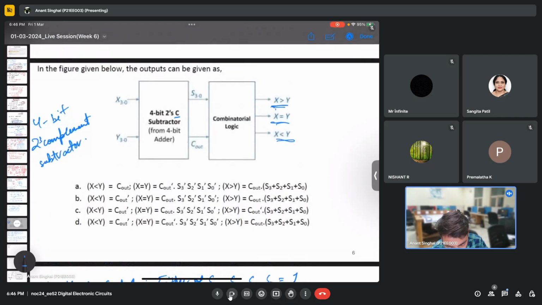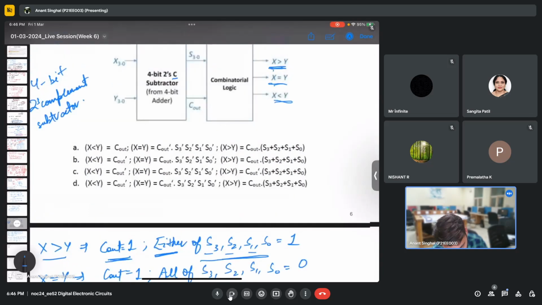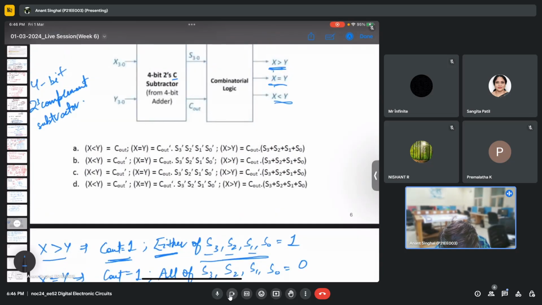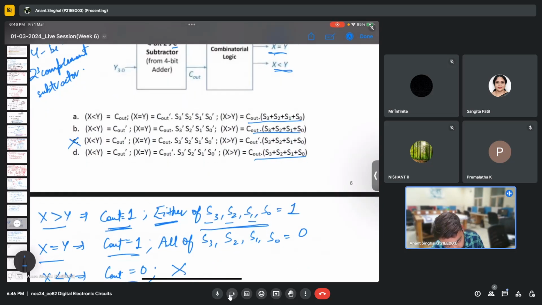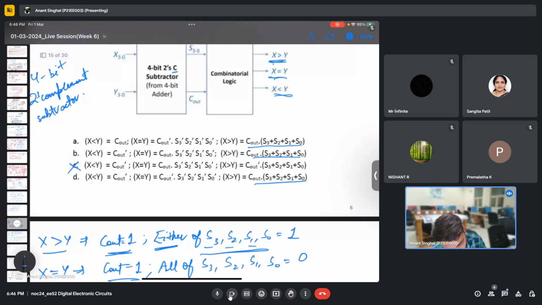So these can be the expressions for the given combinational logic. For x greater than y, we need to have C out times either of them as 1. So you can see, in these three options, option C is eliminated here because it has a C out bar. Then for x equals to y, we have C out and then all the complements. So here it is C out and all the complements.